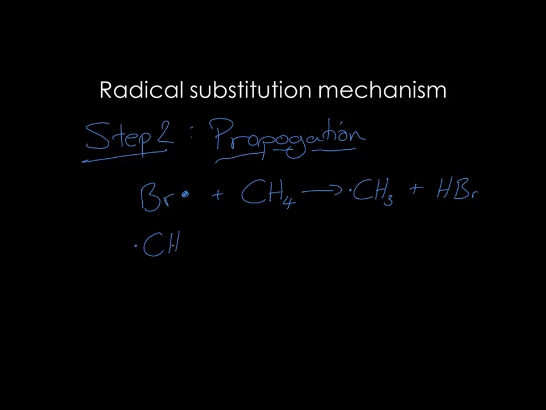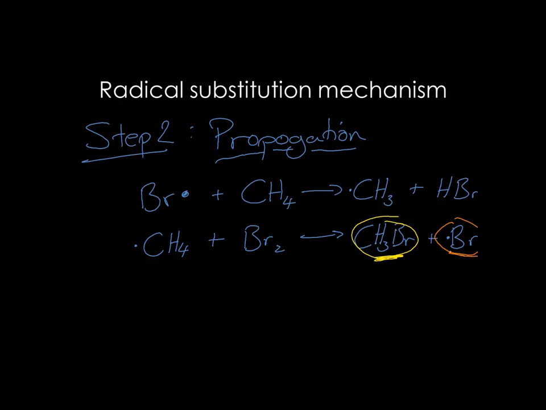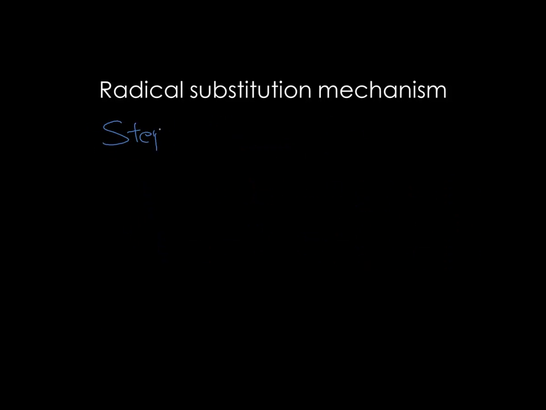Now that methyl radical can then bump into another halogen molecule or bromine molecule, and that forms our bromomethane and another bromine radical. So as you can see, we've formed our bromomethane. We've also formed another bromine radical, which can feed back into the first stage of this propagation. That's why it's called propagation. It will carry on going. We're reforming that radical.